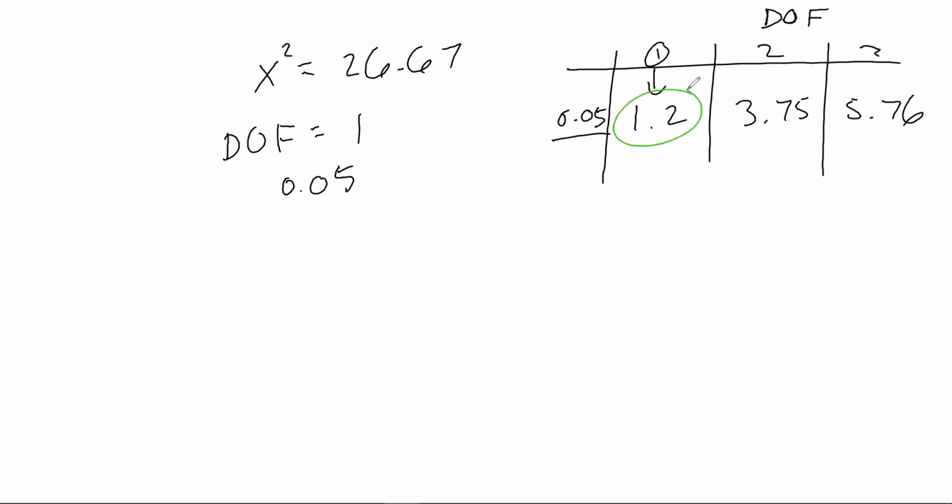All right, so now I look. Is 26.67 less than or greater than 1.2? It is greater than 1.2, which means my chi-square number is greater than the critical value. And this allows me to conclude one of two things. If the chi-square is greater than the critical value, then that means I have rejected the null.